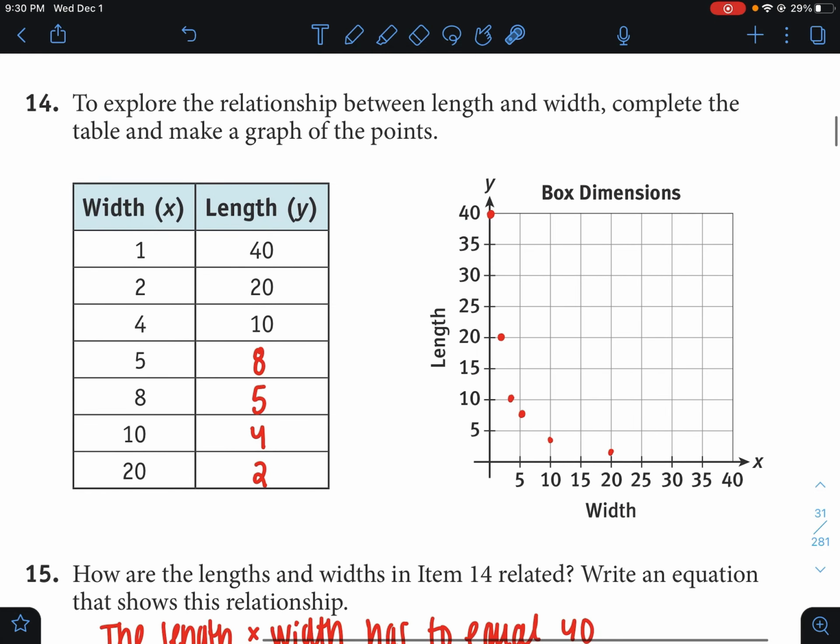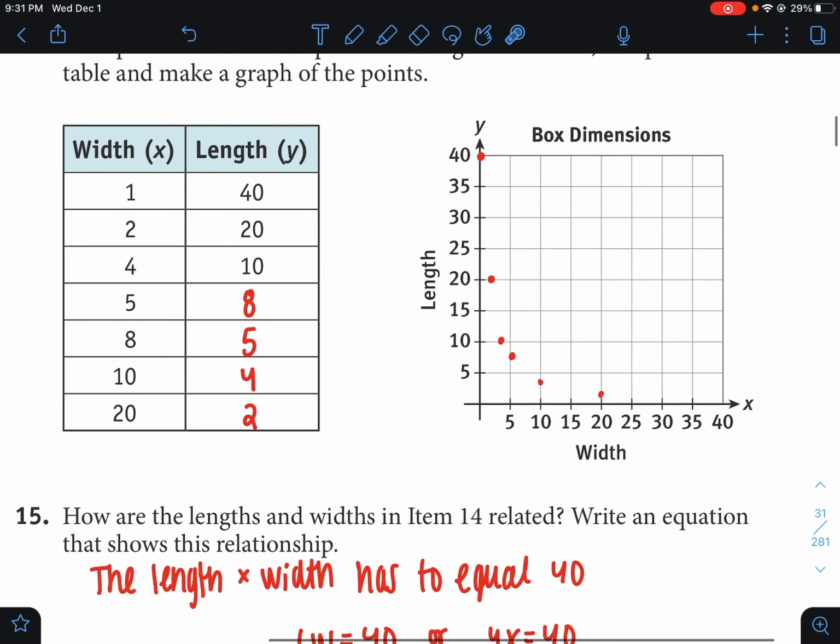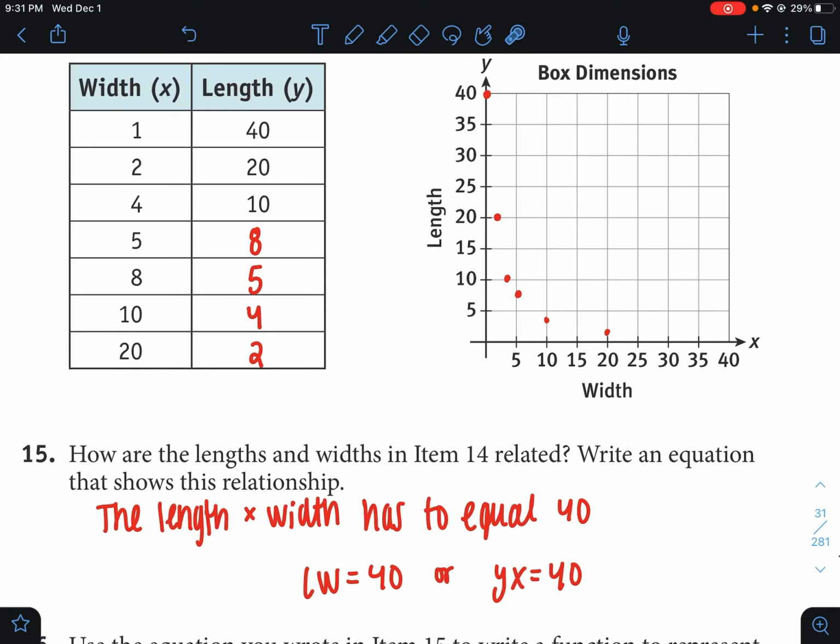Okay, then from there, if I take these data points and plot them in their respective locations on my graph here, I'll notice, right, it is decreasing, but it's decreasing in a curve shape. All right, so then number 15. How do the lengths and widths in item 14 relate?